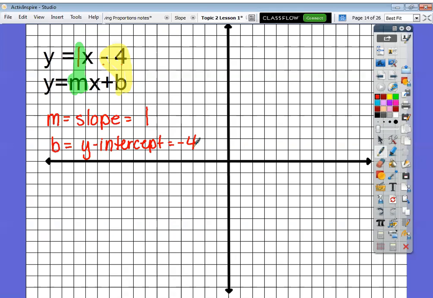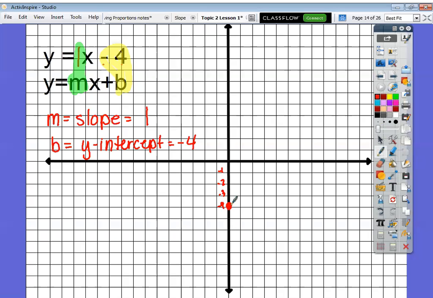Now, let's graph this. And you always, when you graph linear equations, you always start at the beginning. Get it? The beginning. You always start at the y-intercept. So my y-intercept is negative 4. So negative 1, negative 2, negative 3, negative 4. I put a dot on that because here's what I know. This linear equation crosses the y-axis at negative 4.